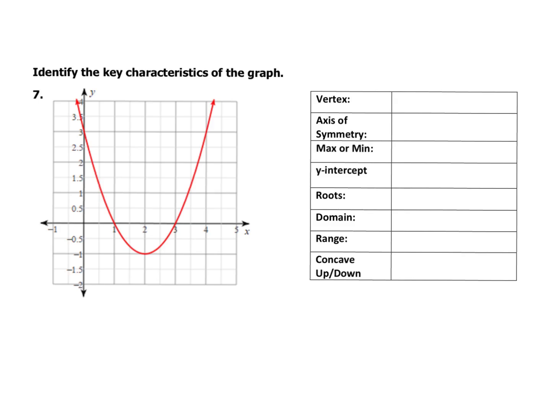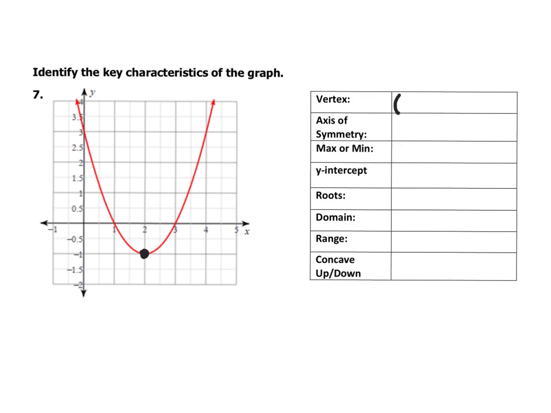Okay, we are going to look at question number 7. So, we need to identify the key characteristics of the graph. This is a quadratic graph. So the first thing that we need to look for is the vertex. The vertex in this quadratic is this point here. I said it's a point, so we need to write it as a point.